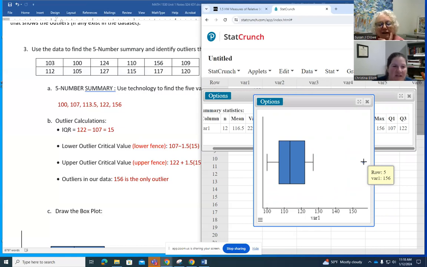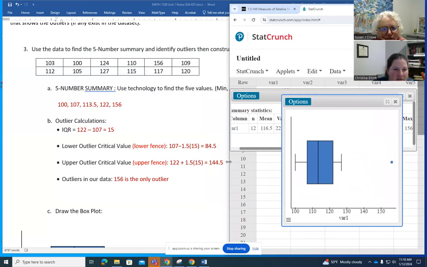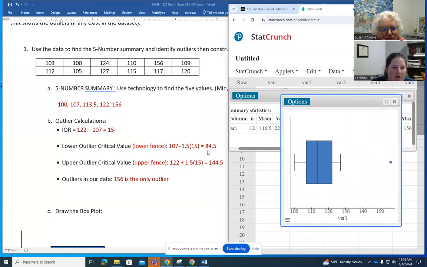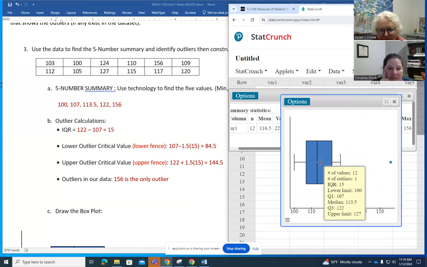Also just a word of warning about this box plot. I'm going to scooch this over so we can see our critical values here. When I hover on the box plot, I can see the values for the interquartile range and the Q1 and the median and the Q3. Notice that lower limit says 100, not 84.5, which is what we got when we did our calculation. That's because StatCrunch is going to say the lowest value that's actually in the data set that's not an outlier.